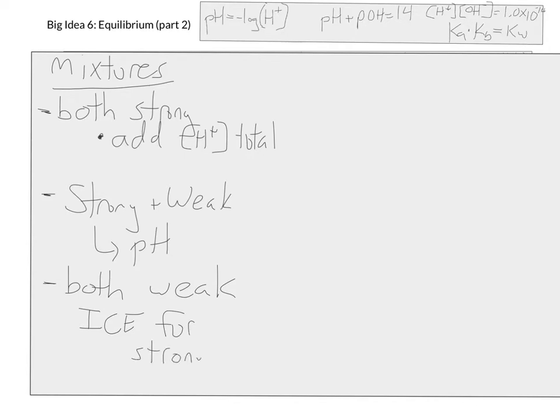So whichever one has a higher Ka, the stronger one, we can't say strong, but the stronger one is going to be the one that affects the pH. The weaker one, same thing, it's going to be suppressed by the stronger one. So the strong one is the only hydrogen that we're concerned with. You don't need to add them together.